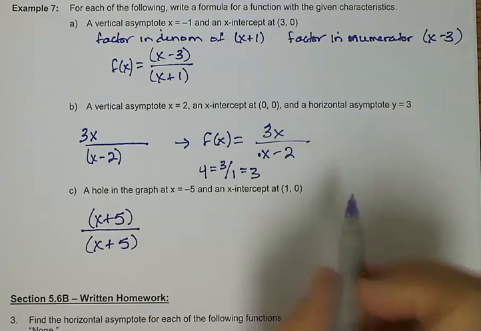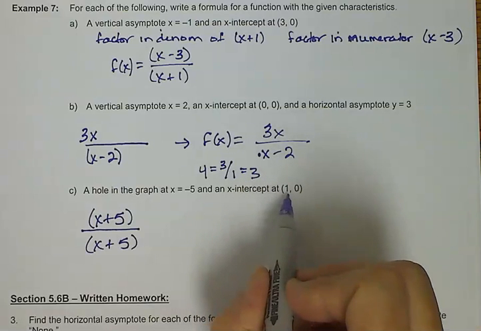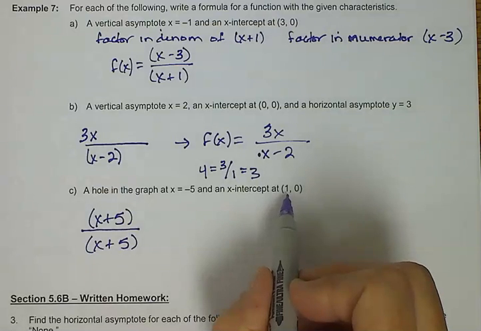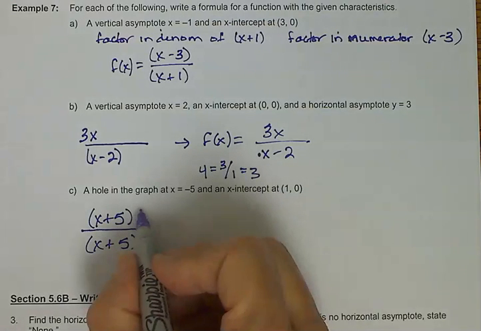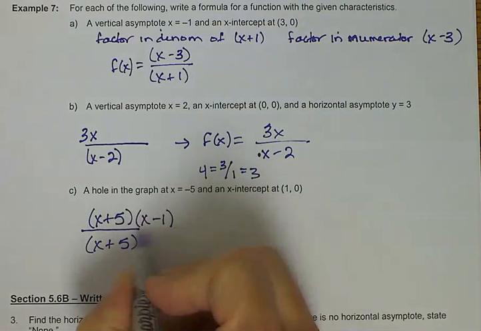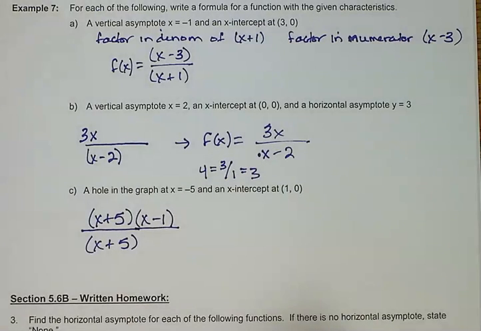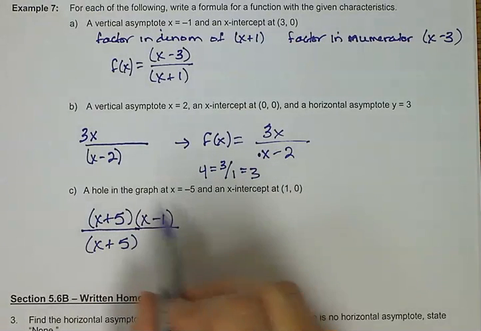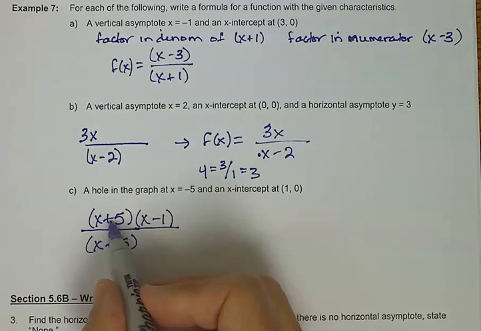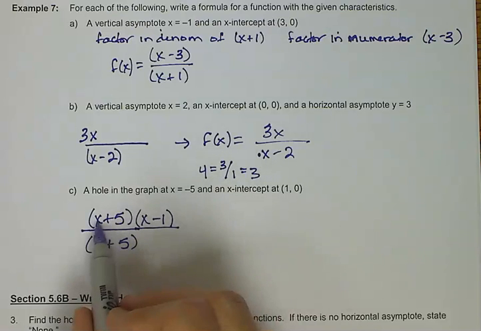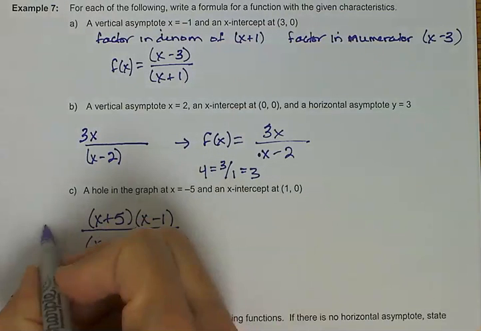That gives us our hole, and then we also want an x-intercept at 1, 0. The factor that would give us that would be x minus 1. To make it an x-intercept, it would have to go in the numerator. We can add that factor to the numerator, and now we have a function that has an x-intercept at 1, because 1 is a 0 for this factor. And since we have matching factors here, -5 would be a 0 of both the numerator and denominator. And that would give us a hole.